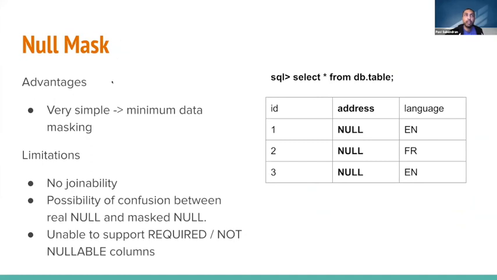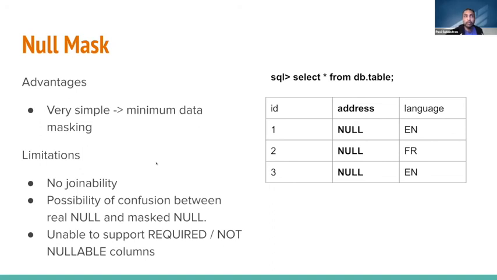Okay, so what does the null mask look like? Here's an example on the right of a null mask query. We're selecting all the columns from some DB table. The address column is considered sensitive, so it's bolded. In this query, we get back actual values for ID and language. Since the address column is sensitive and this user doesn't have access, they get back nulls instead.